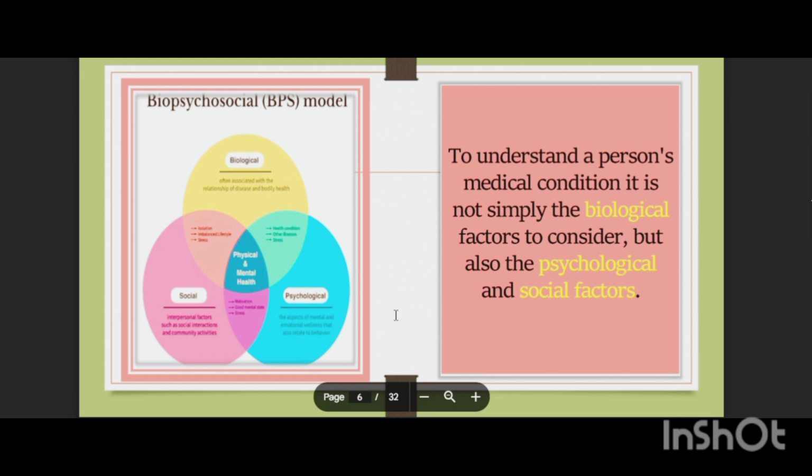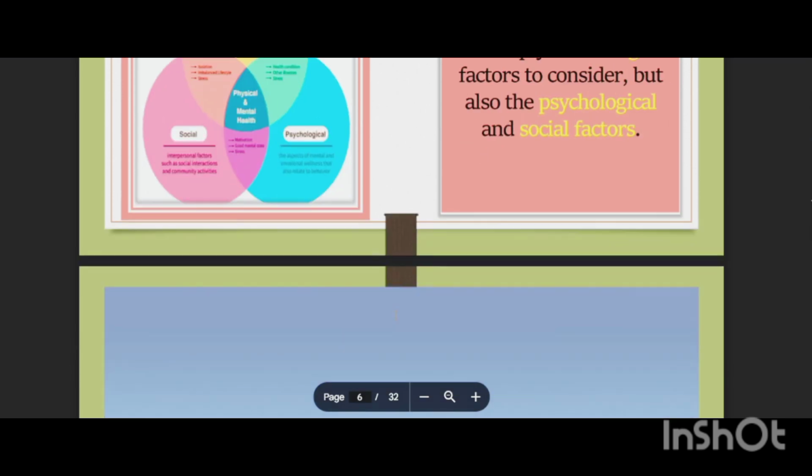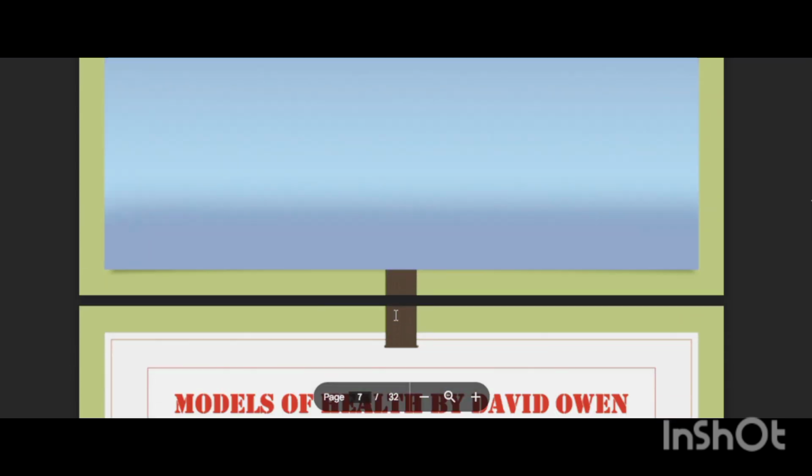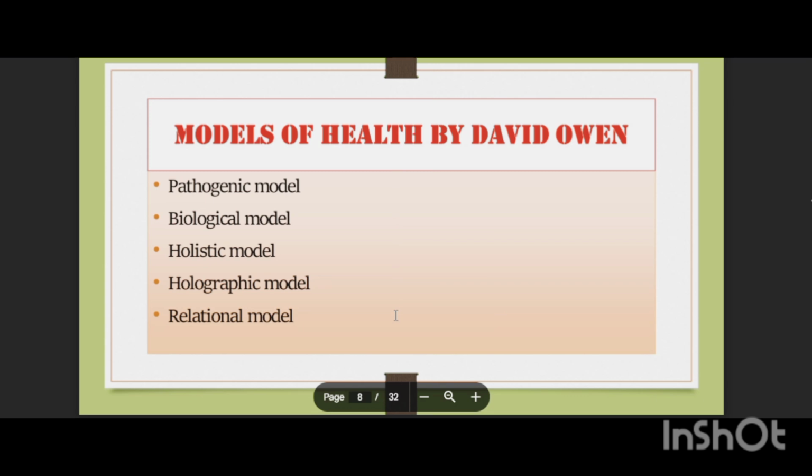Now let's talk about the Dawson's model. He gives 5 different lenses, like glasses, to look at a patient. Pathogenic model. This model is all about the cause of sickness. Biological model. This is our main topic today. It is about how the body reacts to a cause. Holistic model. This looks at the whole person, their mind, body and all their symptoms together. This is called totality.